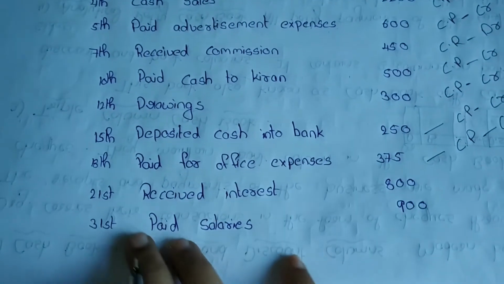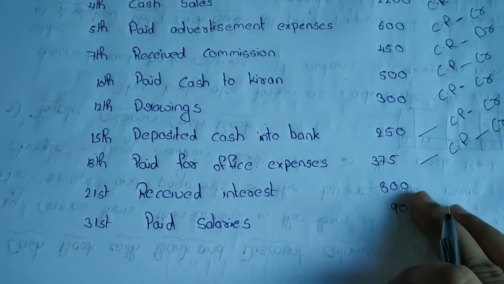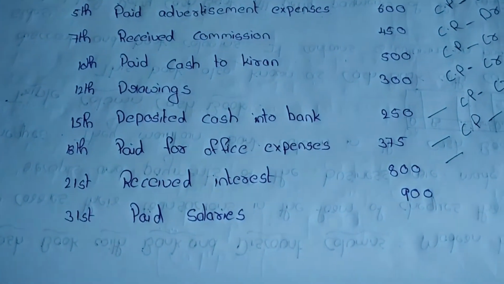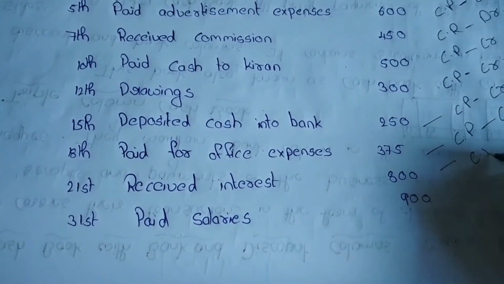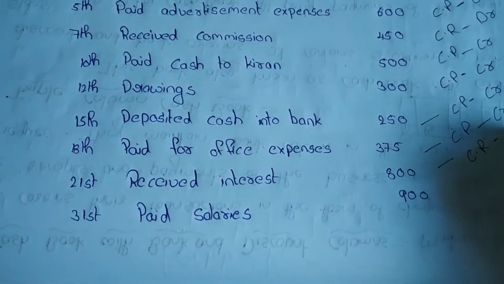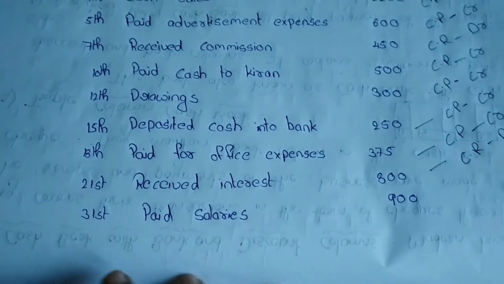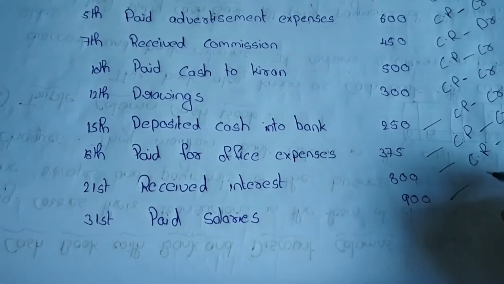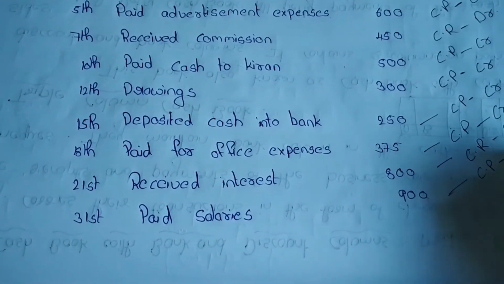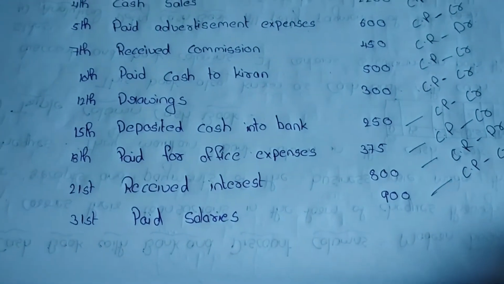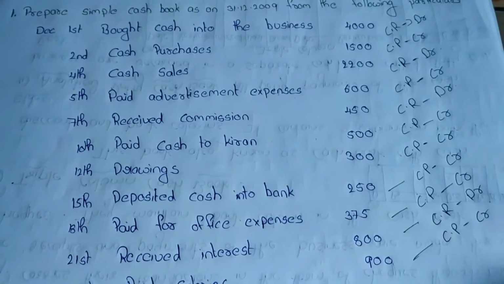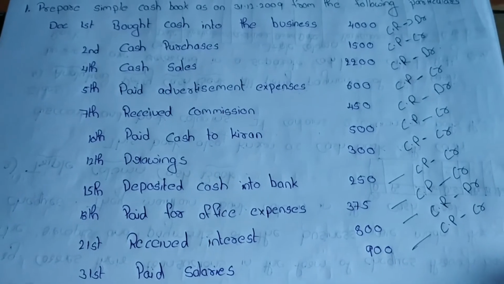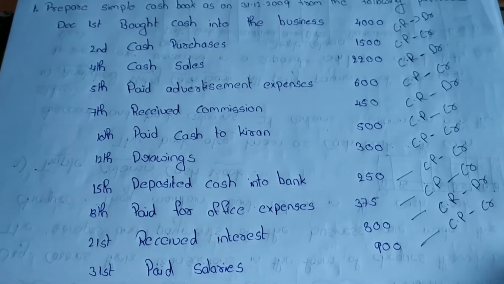Next one, 21st, received interest 800 rupees. We received cash in the form of interest, so it was a cash receipt. It should be recorded on the debit side in the simple cash book. On 31st, paid salaries 900 rupees. So it was a cash payment. It should be credited in the simple cash book. Now you can differentiate the cash receipts and cash payments. Now we have to record these in the simple cash book.